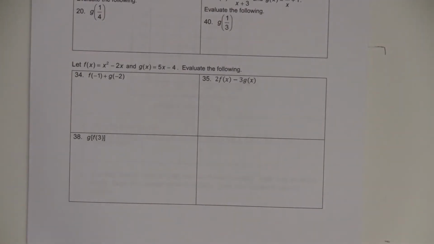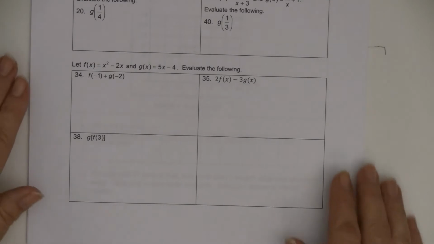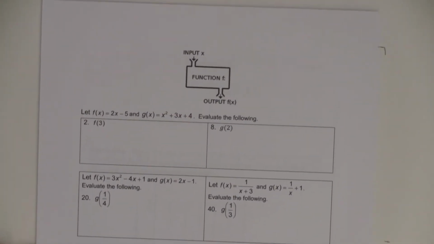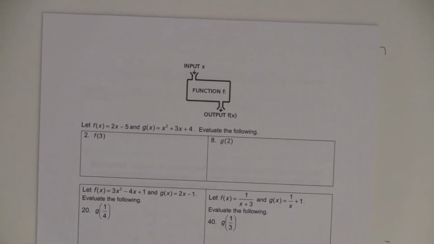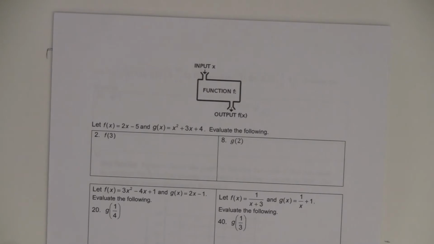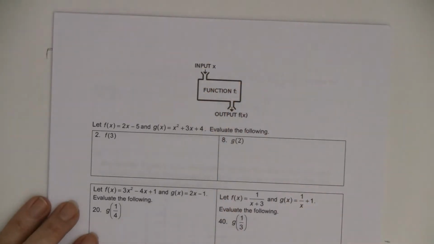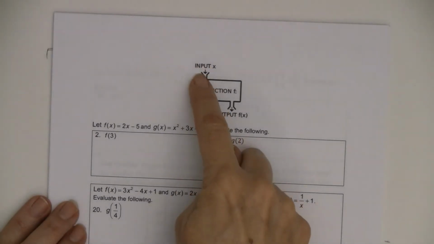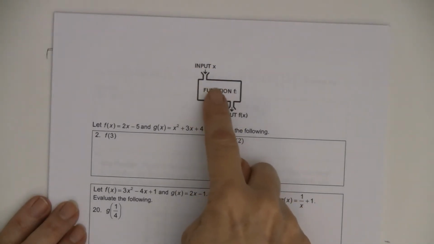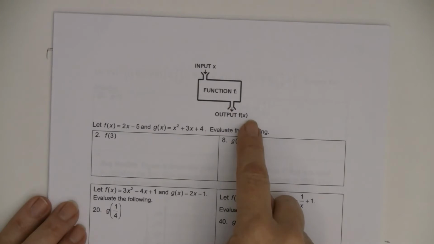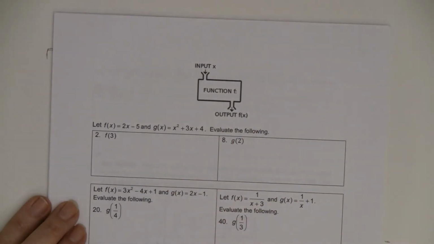And so here is problem 2 out of your book. Commonly on function notation they'll show a little picture like this, where you're having your input go in, your function does whatever it's going to do to it, and then the output gets spit out. And so it is really like substitution.